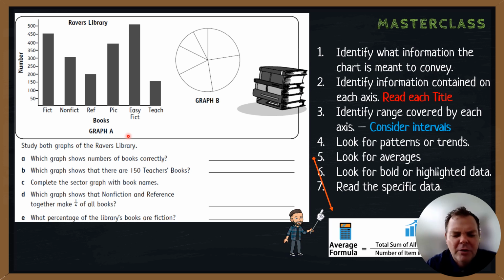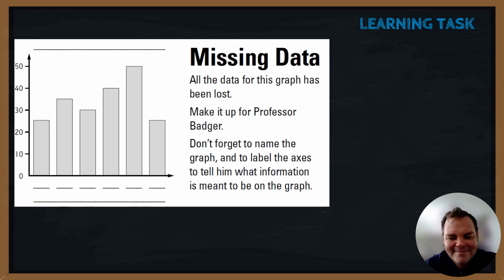We're looking for bold or highlighted information, and that just means that we're looking for the book titles, and then we need to understand the specific data that this graph is representing. There's a few questions down through there you might like to try and answer now that I've gone through that. I'm not going to go over those with you guys. All right, let's go to the next.